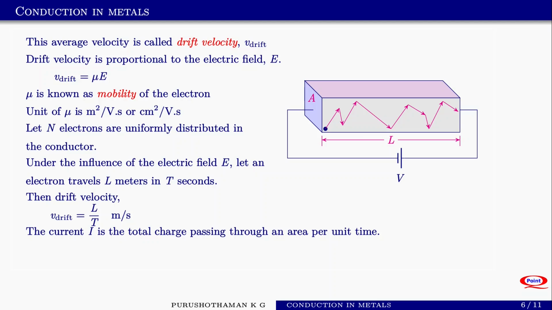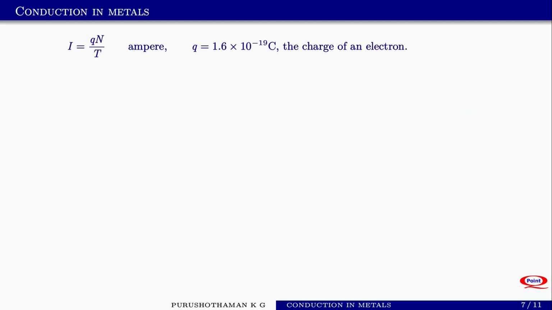The current is the total charge passing through an area per unit time. That's how we define current. So we can define current as I equal to charge of an electron into number of electrons per time. So I is equal to Q into N divided by T amperes, where Q is the charge of an electron.